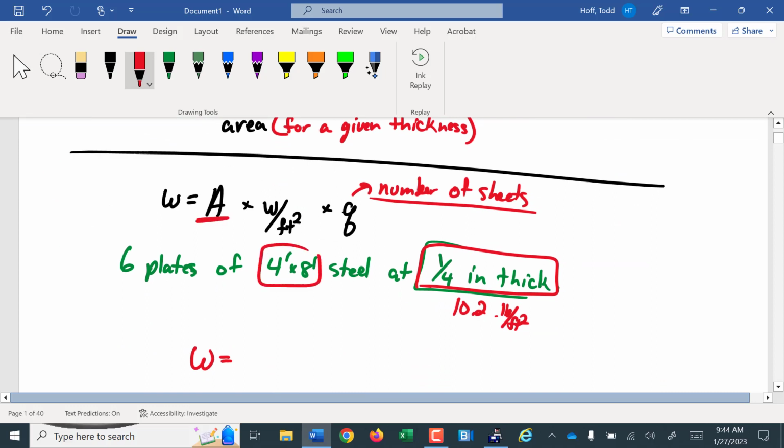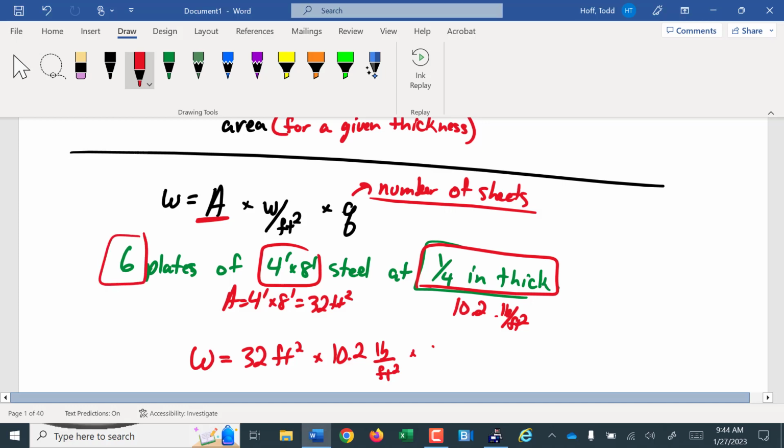Length times width. So the area is the 4 feet times the 8 feet, so 32 square feet. So I have an area of 32 square feet times that 10.2 pounds per square foot times, there are 6 plates. So 6 would be our Q.